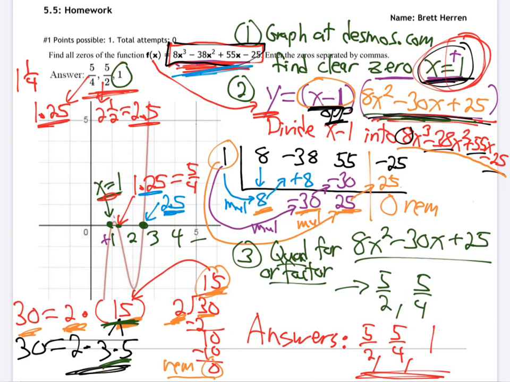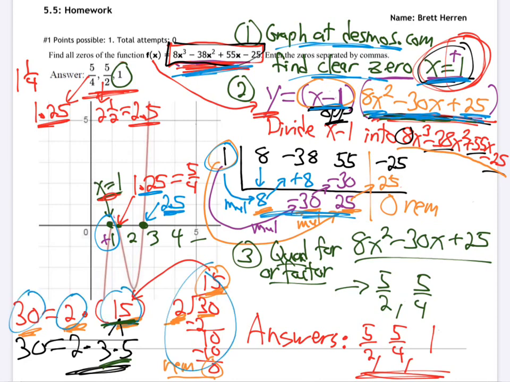So how did we get it again? Step 1, we graphed it at desmos.com to find a clear, obvious 0, x equals 1. That was obvious. The other ones were not as obvious because they were not right on a whole number. So we found the obvious one when x equals 1, and then we wrote the opposite in the parentheses, x minus 1, did long division, or synthetic division, and got the other remaining part, 8x squared minus 30x plus 25. Then we broke 8x squared minus 30x plus 25 down with the quad, and we got 5/2 and 5/4. So that gave us all 3 answers.